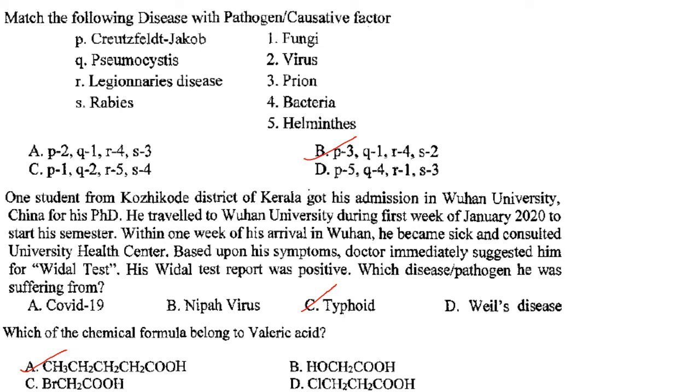Then next one, which chemical formula belongs to valeric acid? So it is CH3, CH2, CH2, CH2, COOH. That is the formula for valeric acid. Answer is option A.